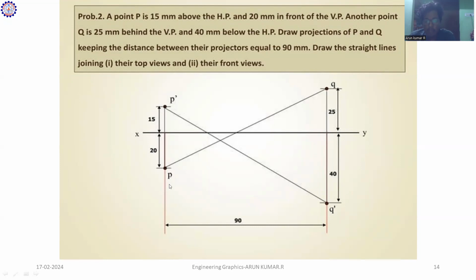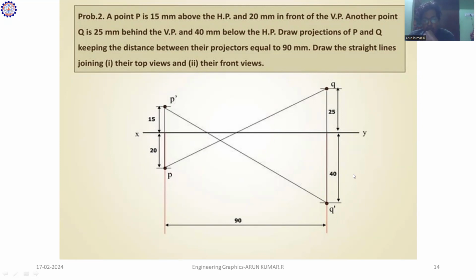After constructing these points, P dash, P and Q dash, Q, we draw the straight line joining their top view and their front view. So first of all, what is the meaning of top view and front view? Whenever you draw the XY line, above the XY line we call it the vertical plane, and below the XY line is called the horizontal plane. The front view is always above the XY, and the top view is always below the XY. The vertical plane shows the front view and the horizontal plane shows the top view.